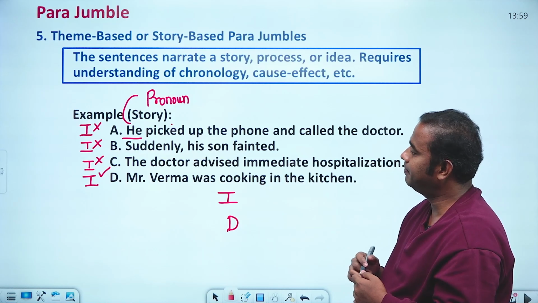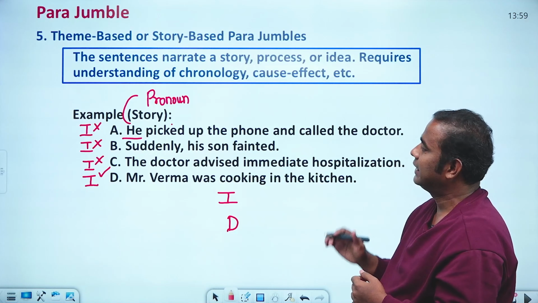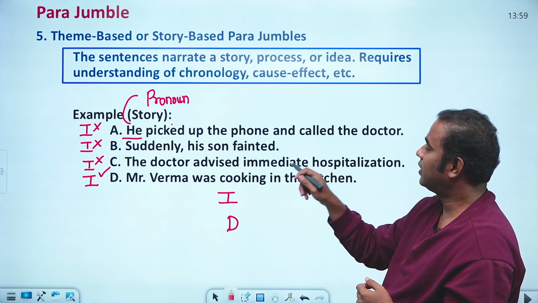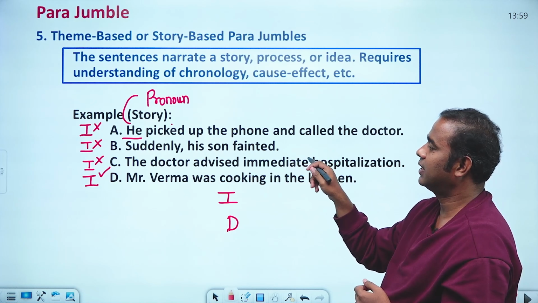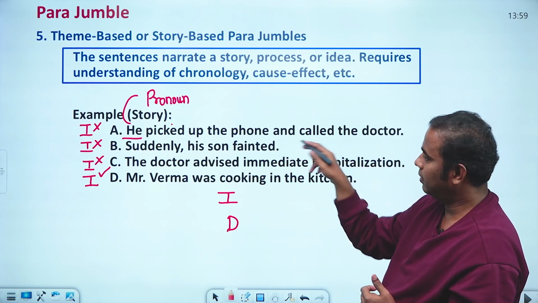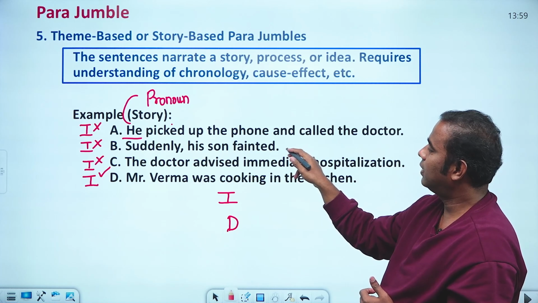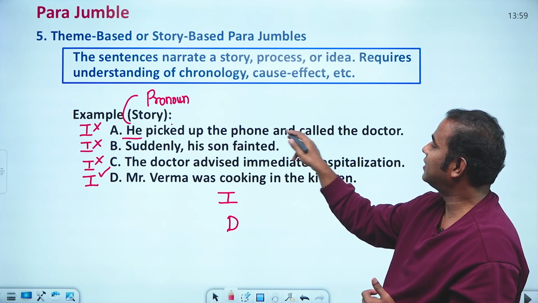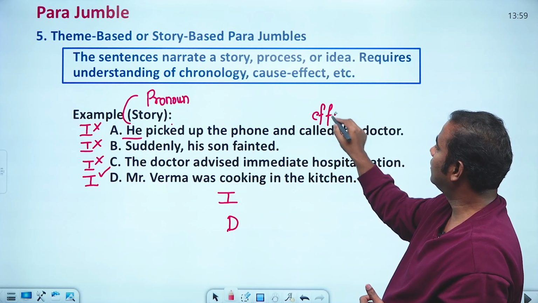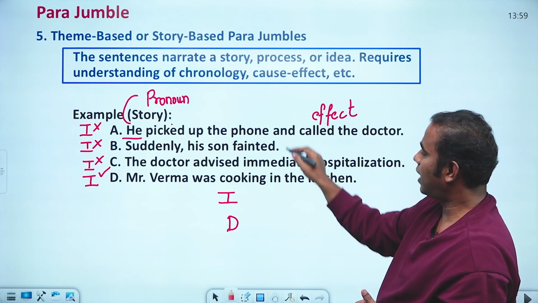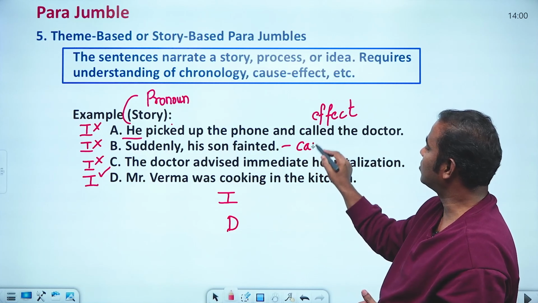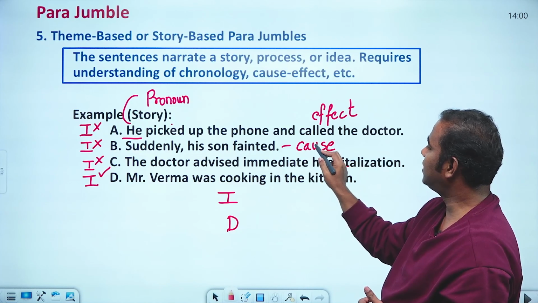Then what happens? Mr. Verma was cooking in the kitchen. Then what happened? He picked up the phone and called the doctor. Suddenly his son fainted. So why did he pick up the phone? He picked up the phone as a result of something. This is the effect. What was the cause? The cause, you had to identify here, was his son fainted. This is the only possible cause from the sentences.